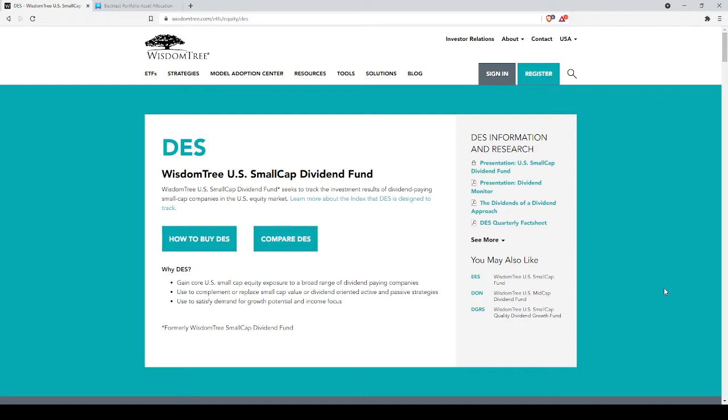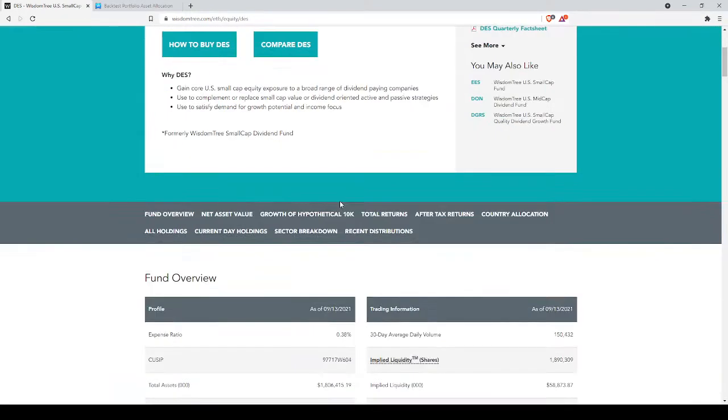So, starting off, what is the fund? It is just like most other index funds. It has an index that it tracks, which is made up of small cap dividend paying stocks, and you can learn more about the index if you would like to.